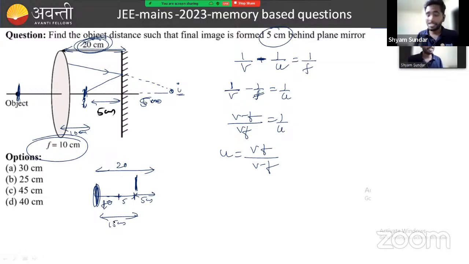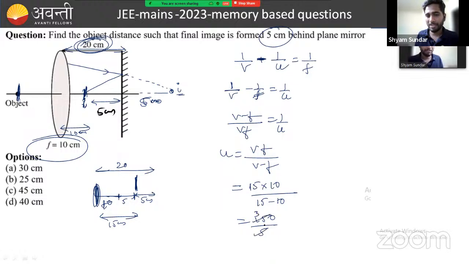Right, at the 15 centimeter it is forming the image. Look at here, substitute the values here. The image will be at 15 centimeter. Focal length is 10 divided by 15 minus 10. It will become 150 divided by 5.